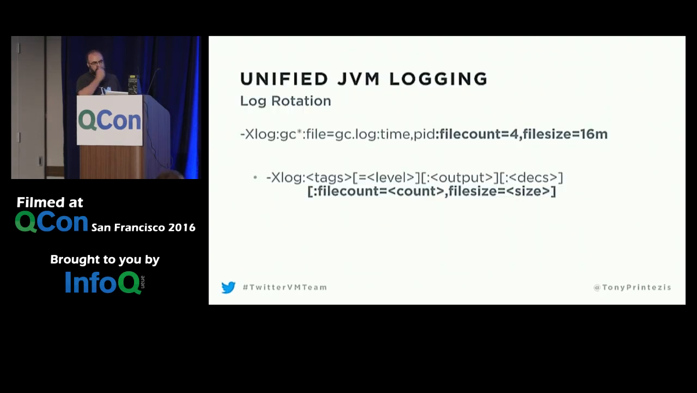Okay, just a couple of quick things. You can enable log rotation. This is done with extra parameters in JDK 8. Here, you just add yet another set of options to the Xlog command line argument. So filecount 4, filesize 16 megs. So the log will rotate up to 4 files, and each file is going to be up to 16 megs.